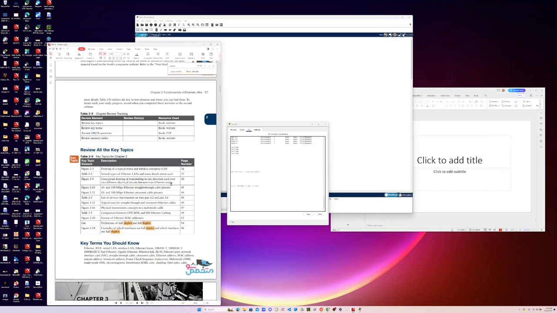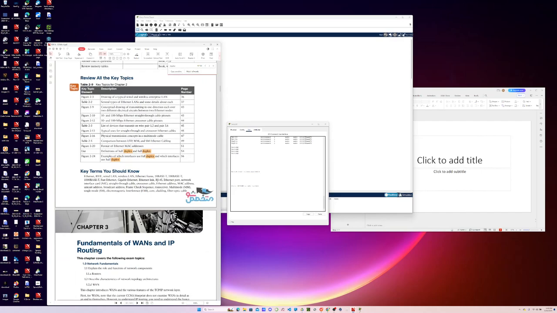Drawing of a typical wired and wireless enterprise LAN, several types of Ethernet LANs, and some details about each. Conceptual drawing, transmitting in one direction each over two different electrical circuits between two Ethernet nodes. 10 and 100 Mbps Ethernet straight-through cable pinouts. Very detailed on the actual physical components.